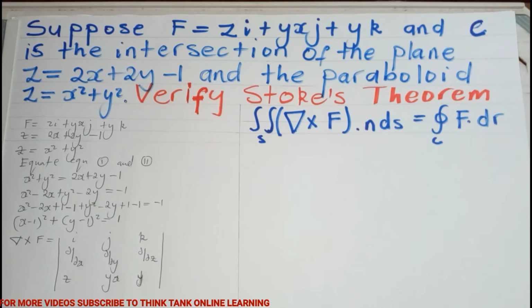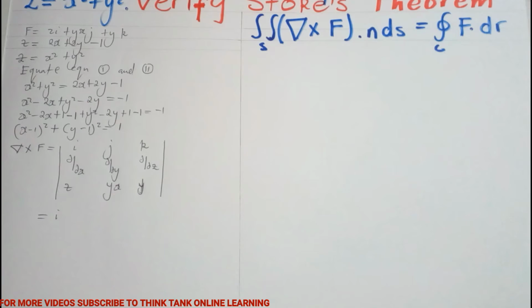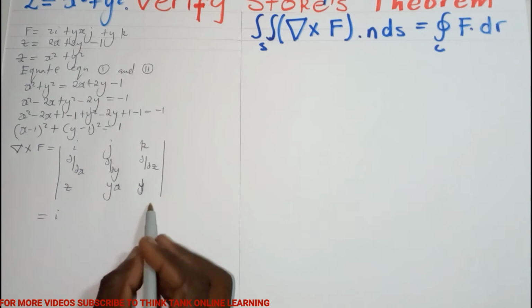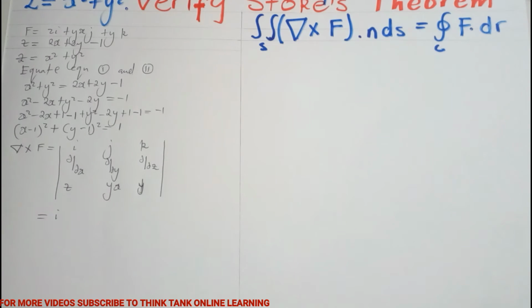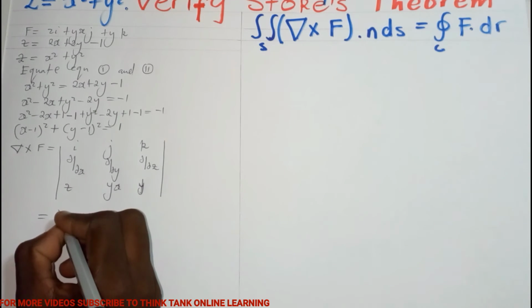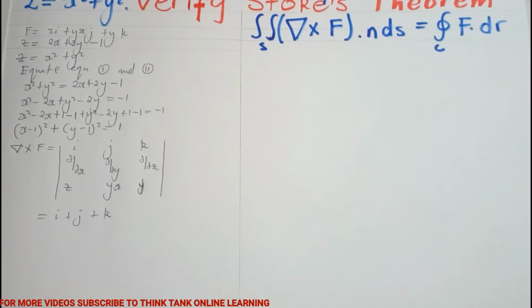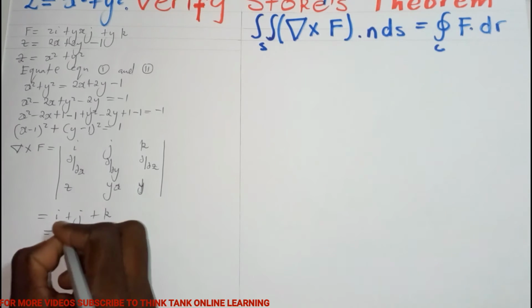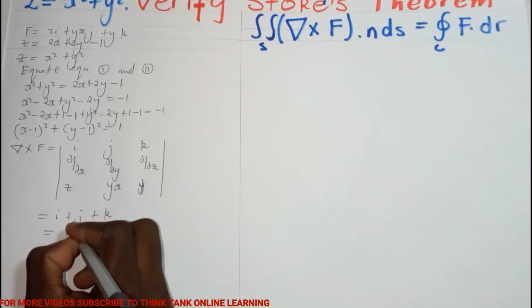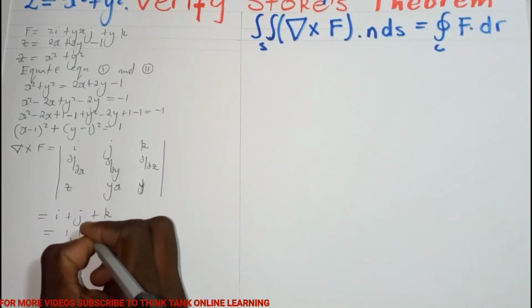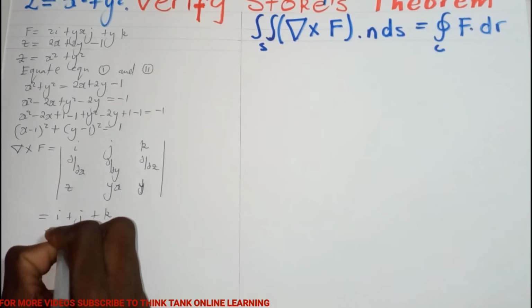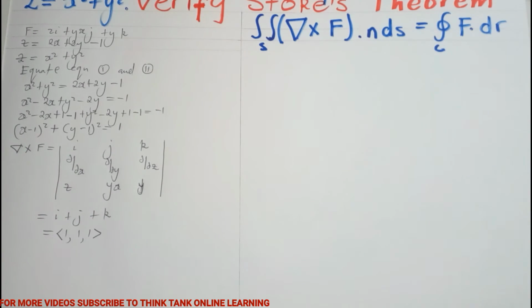Now I'm going to find the curl. I'm assuming that you're familiar with finding the curl. So the curl is equal to i + j + k. Okay, so this is the curl. Let me write it. Yes, this one. Okay, so we have the curl.